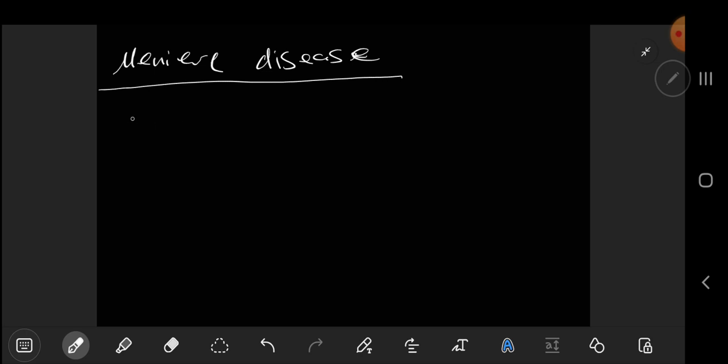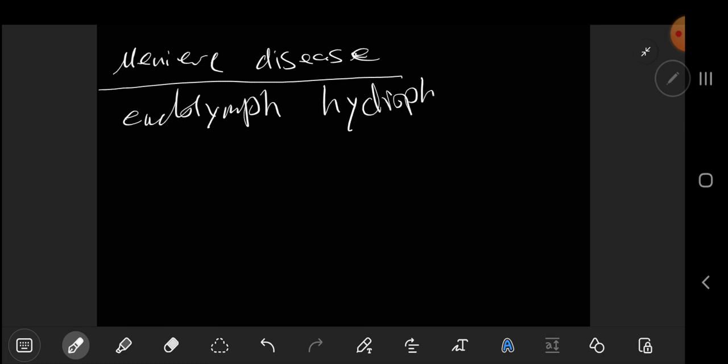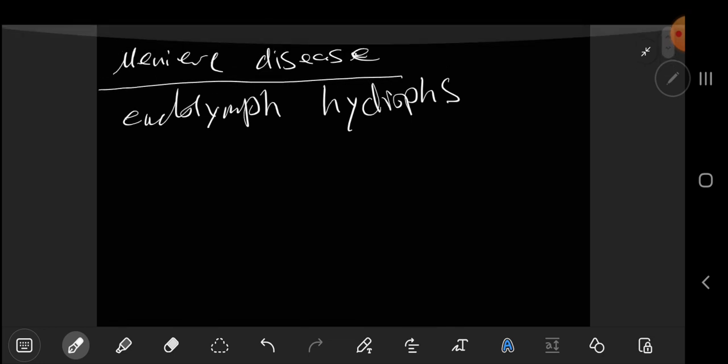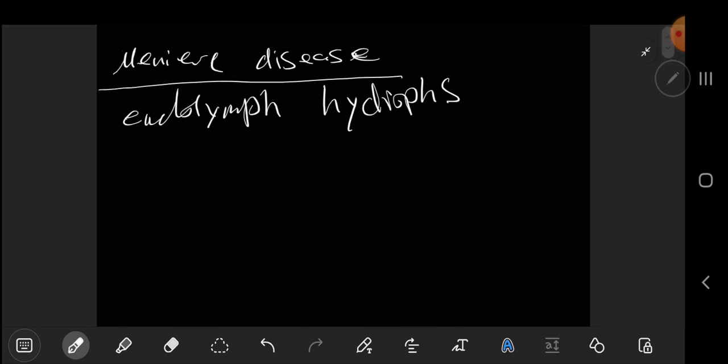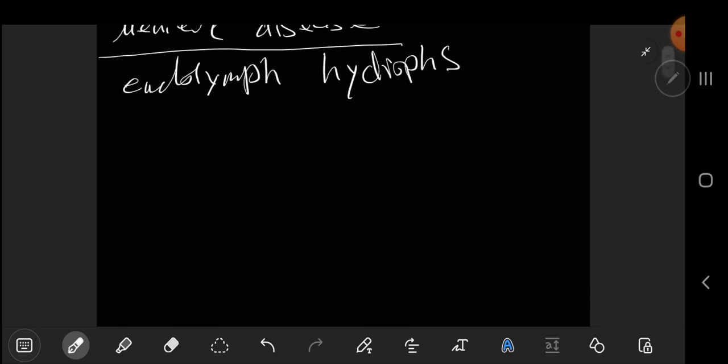Okay, so let's talk about Meniere disease. A very ambiguous, very mysterious disease. It is very correlated with endolymph hydrops, namely, we are getting too much, for some reason, too much endolymph. There are speculations and theories why it happens, but the bottom line is that we are getting too much endolymph.